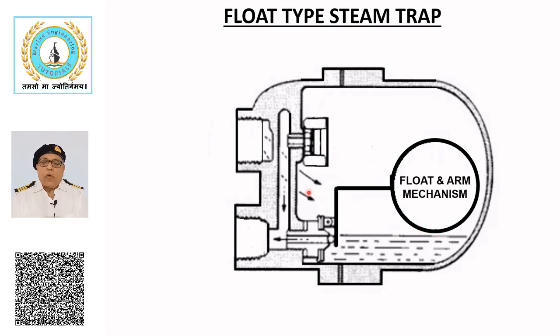It consists of a chamber containing a float and arm mechanism which modulates the position of the discharge valve. Condensate enters from the top connection, and as the level of condensate in the trap rises, the valve is opened to discharge the condensate from the outlet.